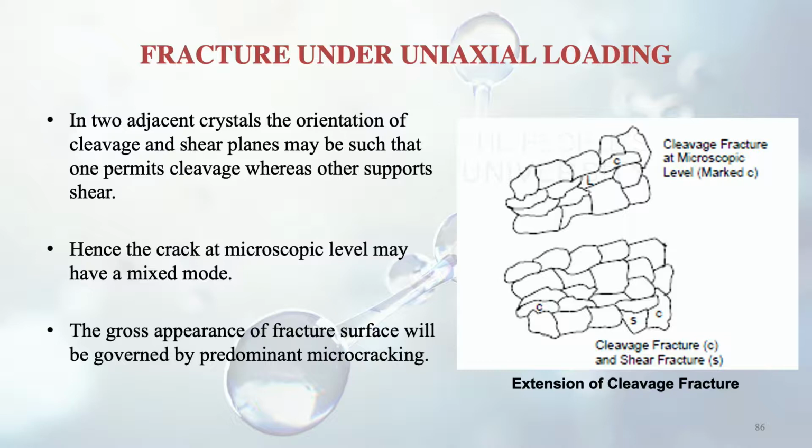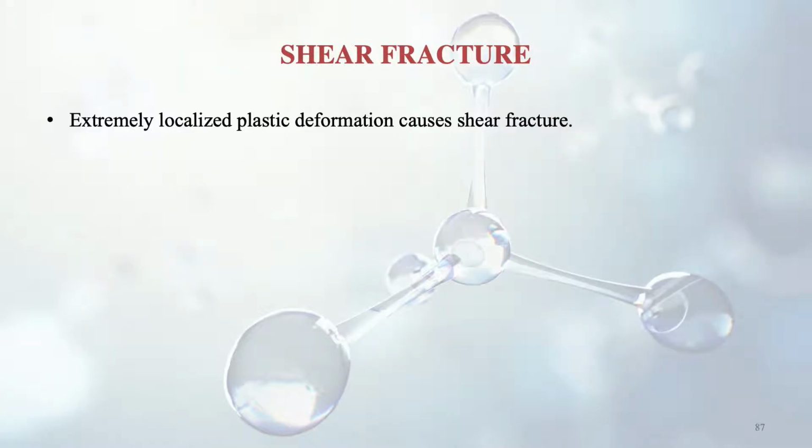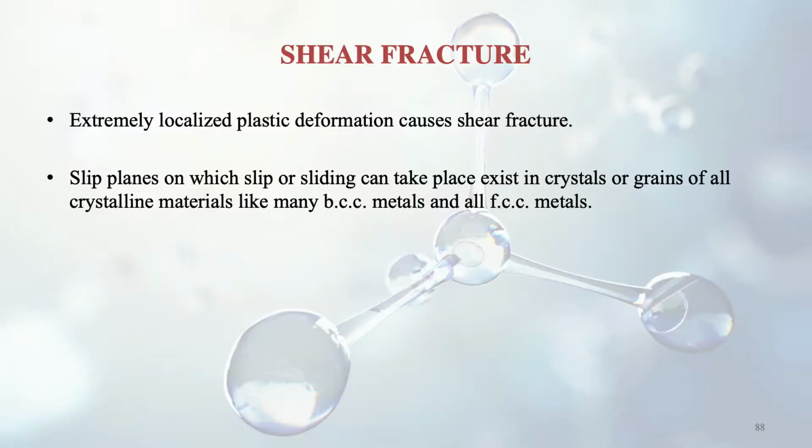So we talk about the shear fracture now in the pure sense. Extremely localized plastic deformation causes shear fracture. So in a very small region plastic deformation is there, and then it will cause shear fracture. And slip planes on which slip or sliding can take place exist in the crystals or grains of all crystalline materials, whether it be a BCC type of metal or an FCC type of metal.